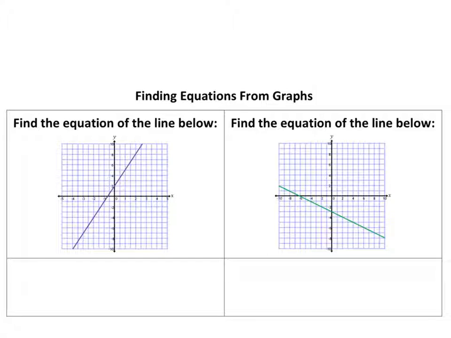Right, so we're looking at finding equations of lines given the graph. Again we're looking at y equals mx plus c. I bang on about this all the time. So all equations of lines are essentially in this form, where m is the gradient and c is the y-intercept.